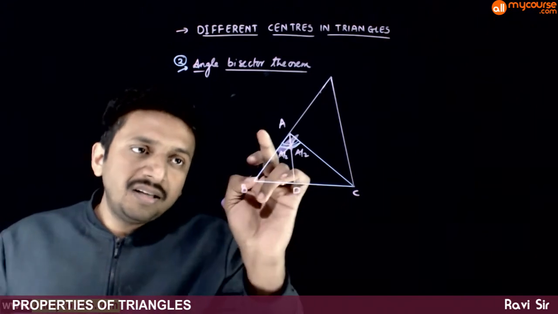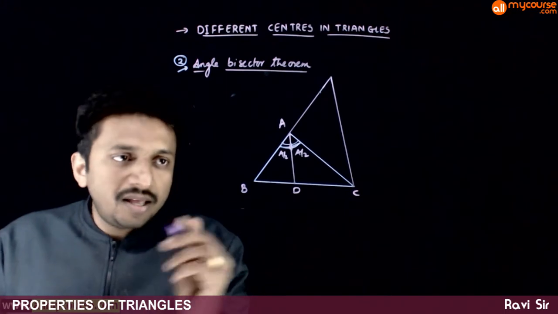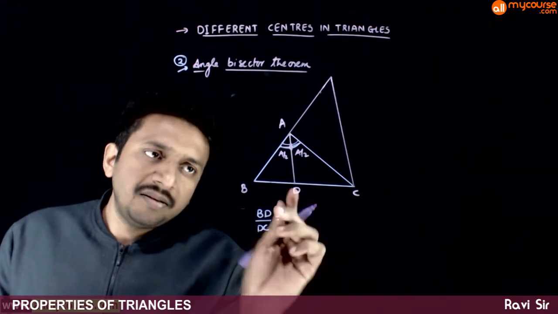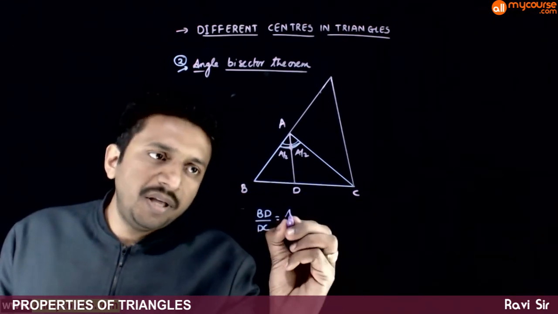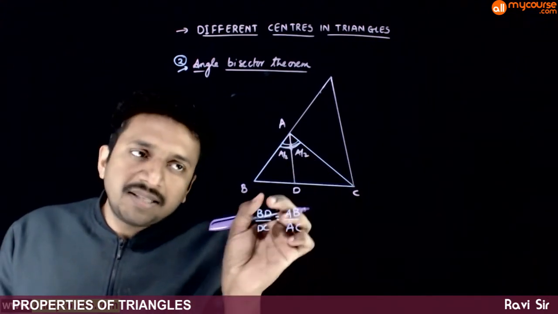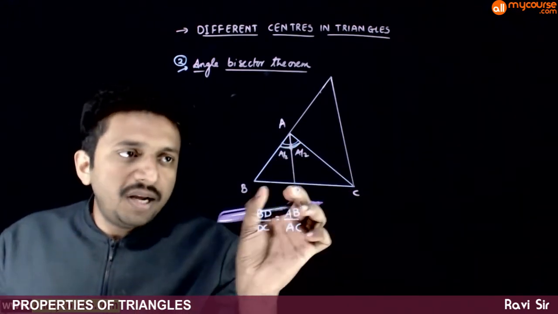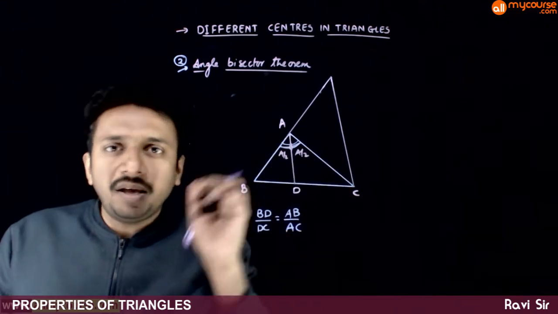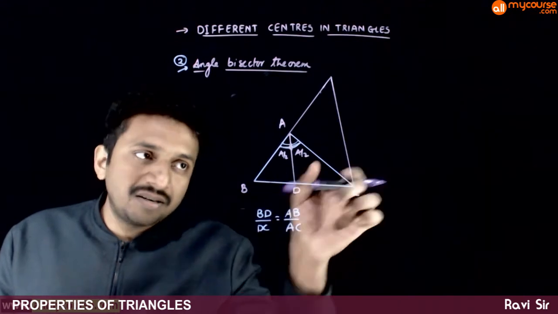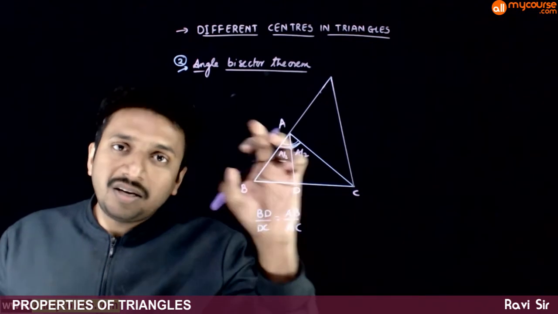This theorem says that if ABC is a triangle and AD is the angle bisector of angle A, then the ratio BD by DC will be equal to AB by AC. The angle bisector divides the opposite side in the ratio of the adjacent sides. BD by DC is equal to AB by AC. Similarly, for the second angle bisector, again the ratio in which that bisector divides the opposite side is equal to the ratio of the adjacent sides.